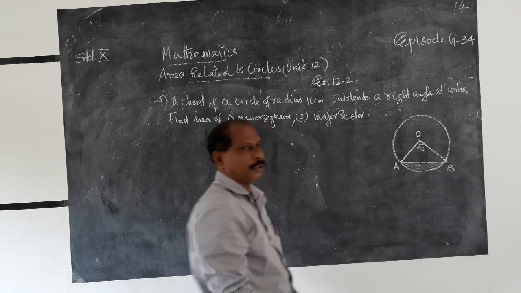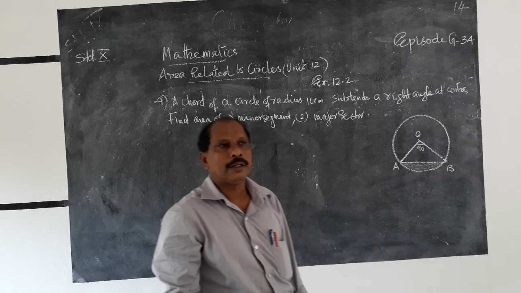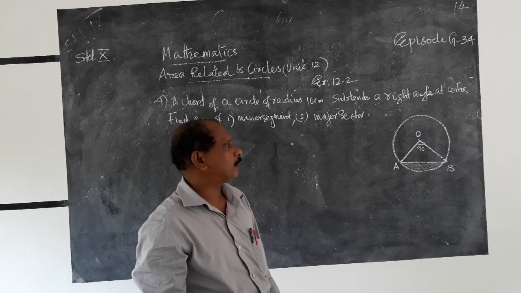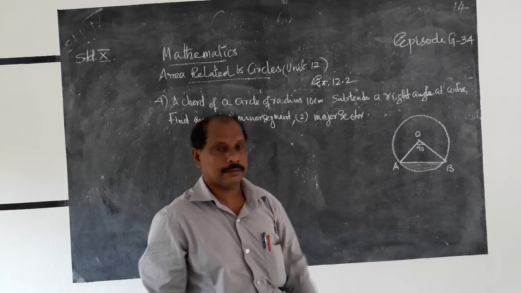And the major segment. First of all, we can find out the area of the minor segment. Then the area of the major segment is the area of the circle minus the area of the minor segment. Major sector. Okay.